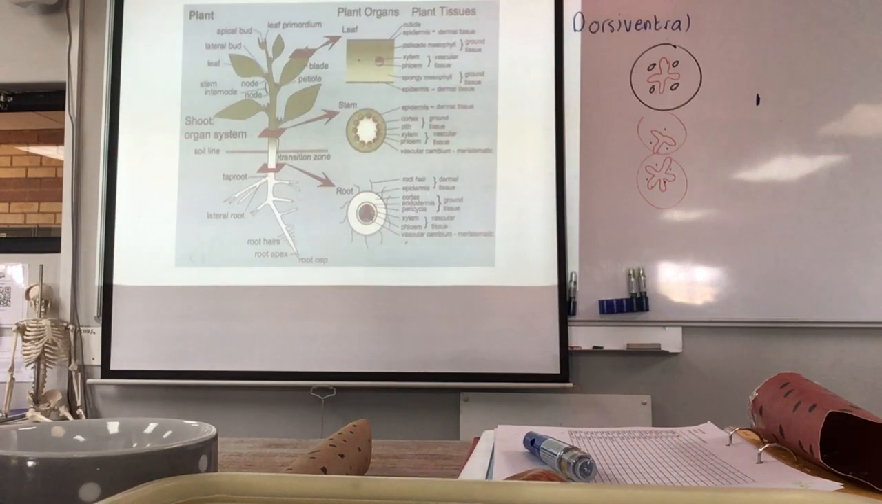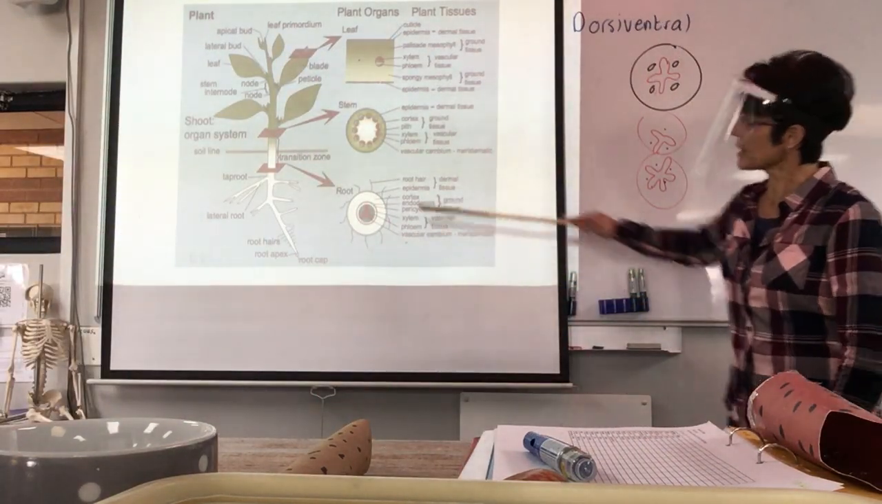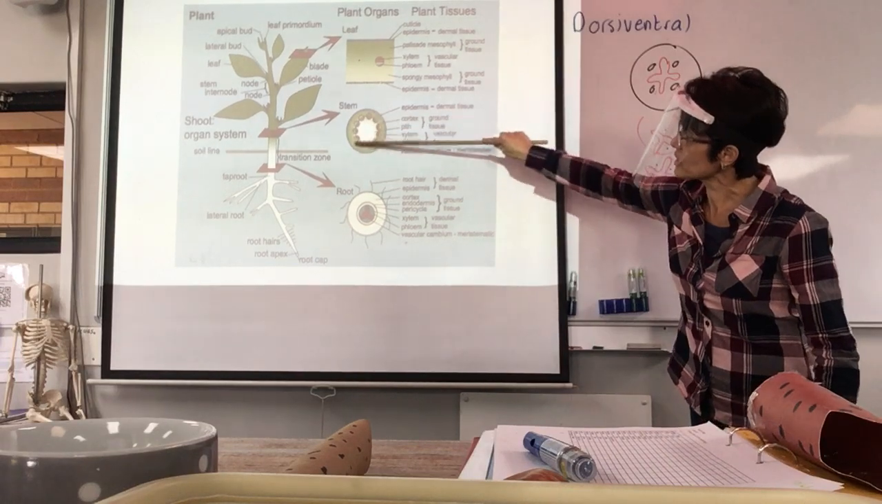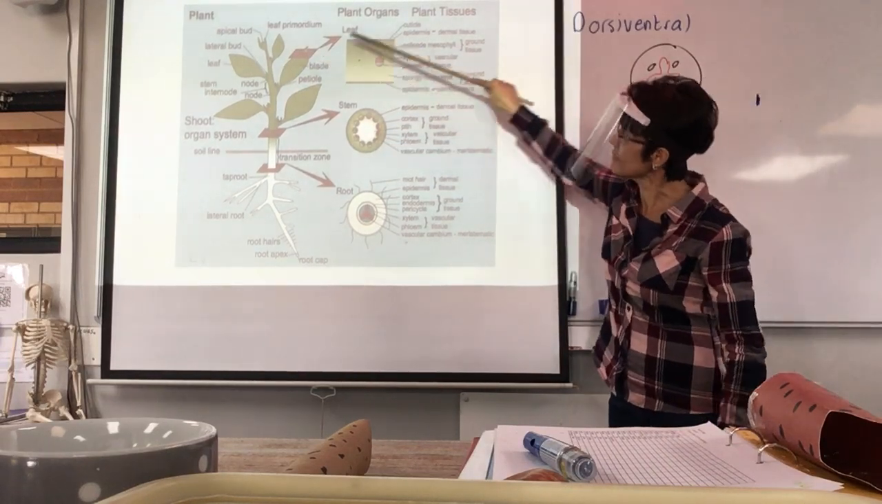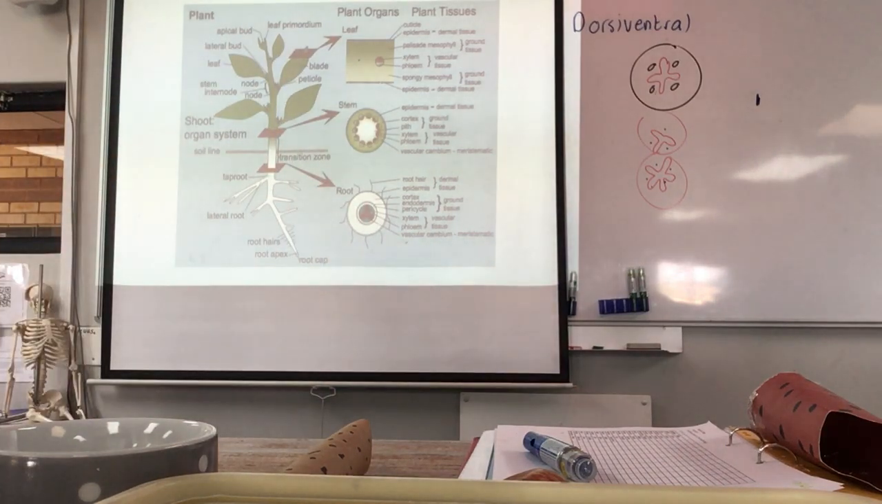Not every single cell. And that's what we've just revised now. So the cross-section, let me roll this thing here. There's a cross-section through root, a cross-section through stem, and a cross-section through part of a leaf. You can use this as revision. It's just a nice diagram that I found on the internet.